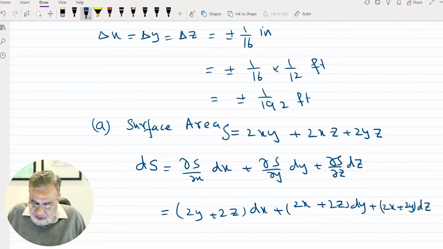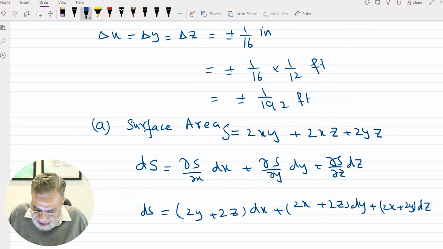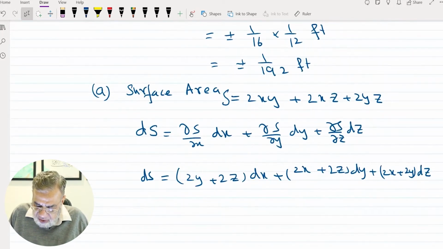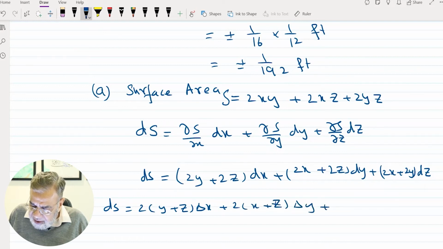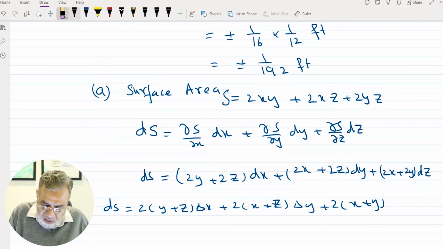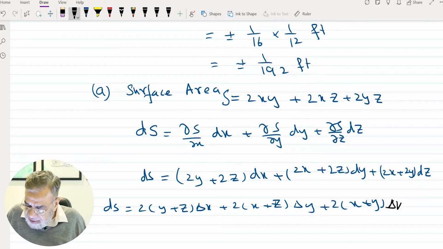Now, we have the values. This is my dx. Now, I write here the formula so that I can substitute the value. So, my dx is equal to 2 into (y plus z) delta x, then 2 into (x plus z) delta y, then 2 into (x plus y) delta z. So these are the values we substitute, and we will get our result.